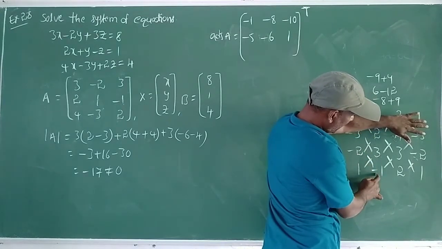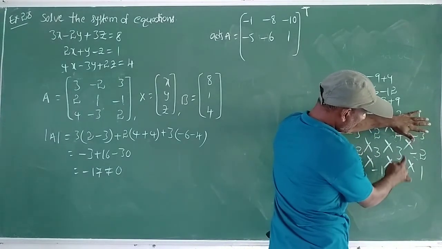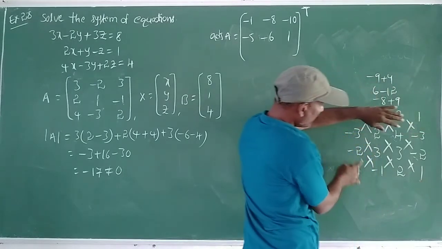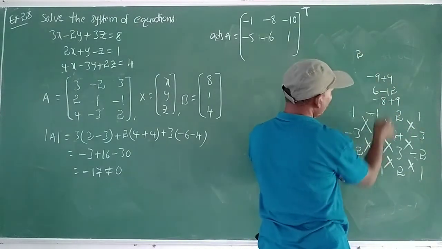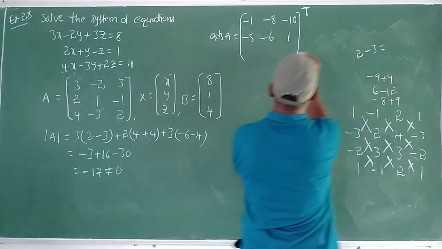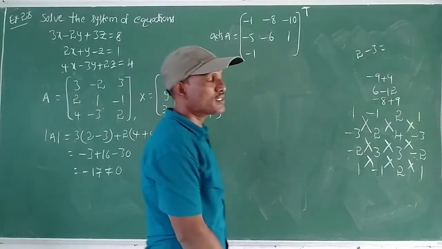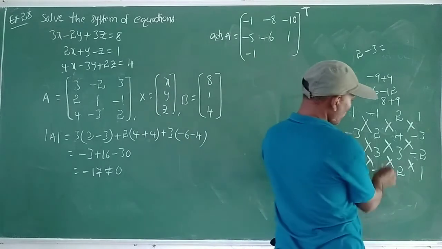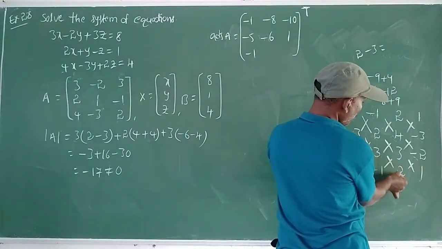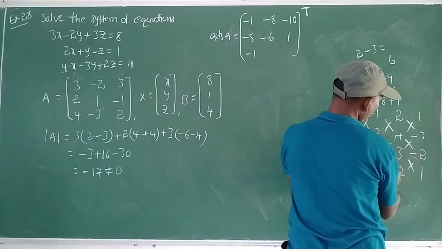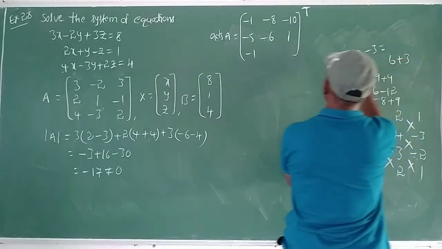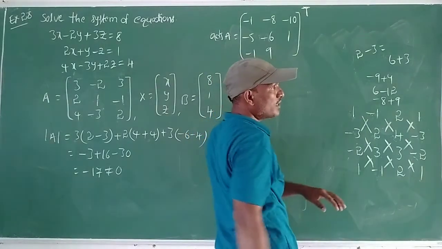Remaining A, B, C. Okay. Minus 2 into minus 1, plus 2. Minus 3. 2 minus 3, minus 1. These 2 numbers close. Next, A, B, C. 3 into 2, 6, plus 3. 3 into 1, 3, plus 3. 6 plus 3, 9.